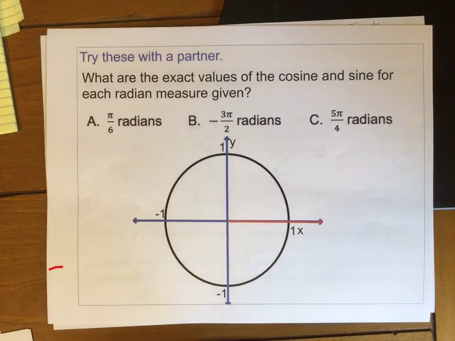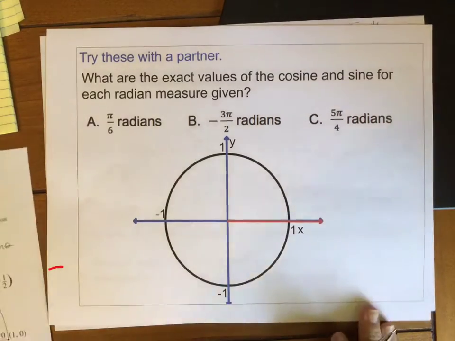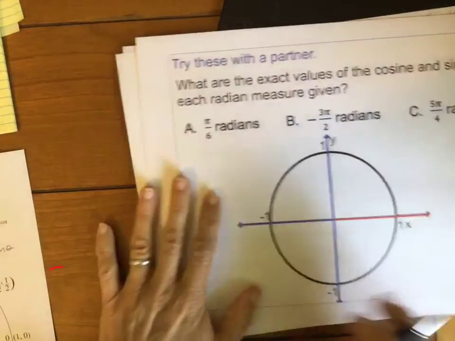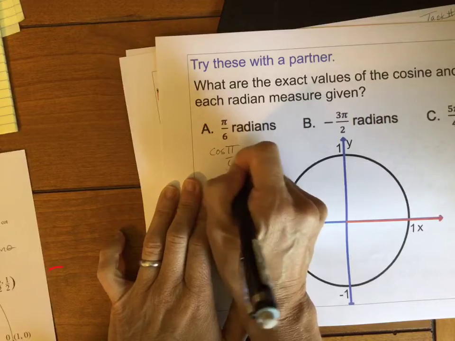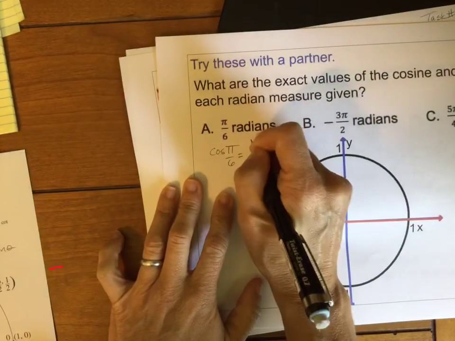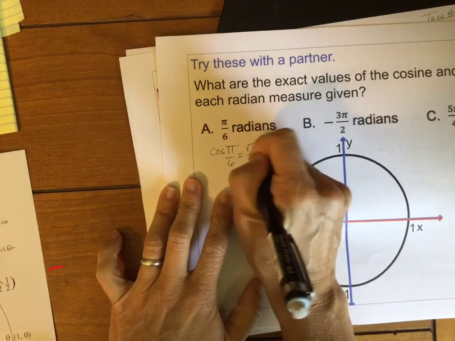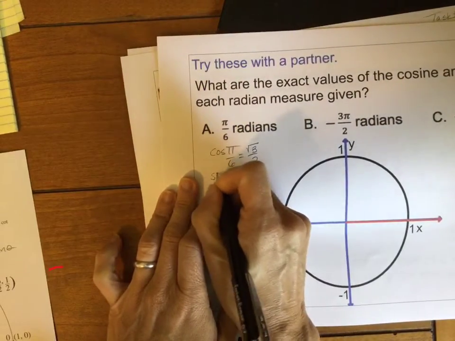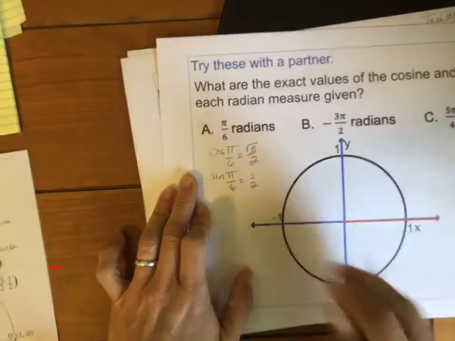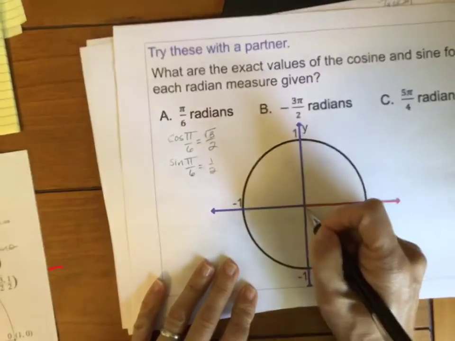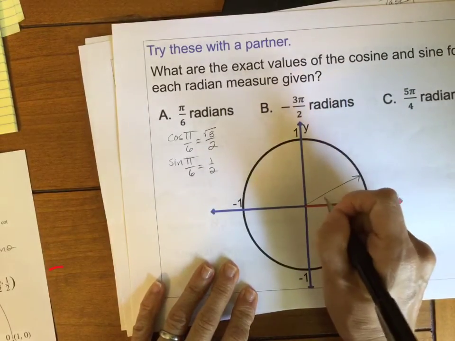All right, you should have taken some time to get that in. So at pi over 6, we know that the cosine value is root 3 over 2. And the sine value is a positive 1/2. Pi over 6 is right over here.